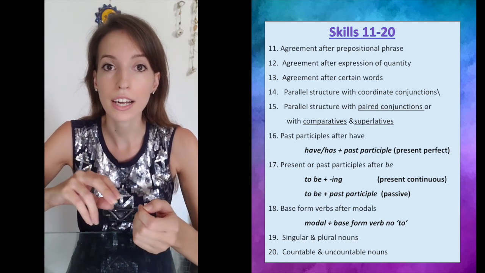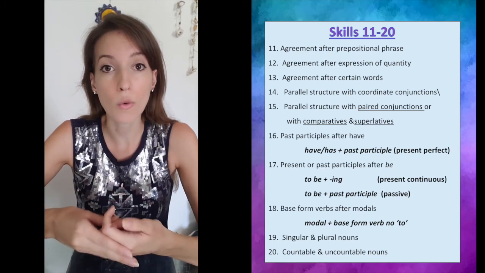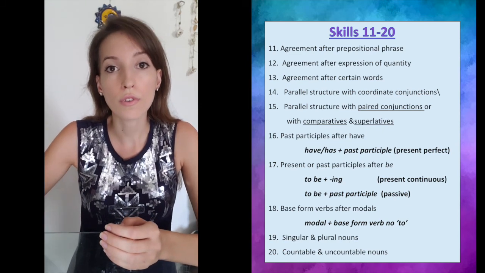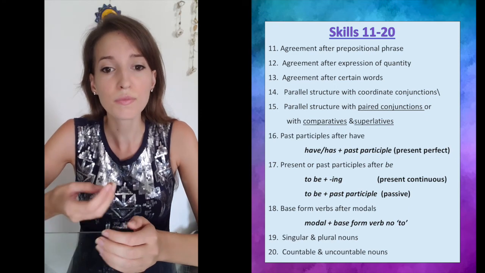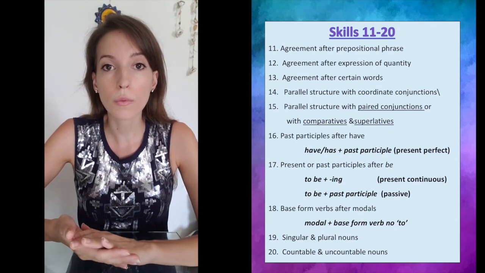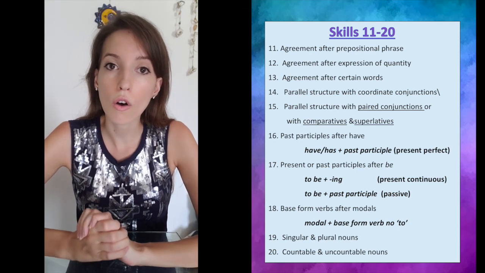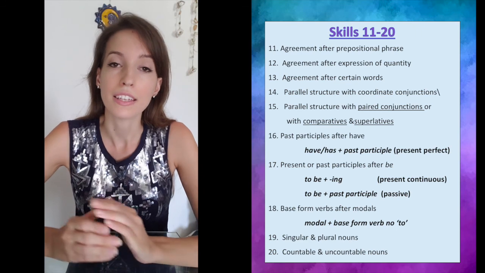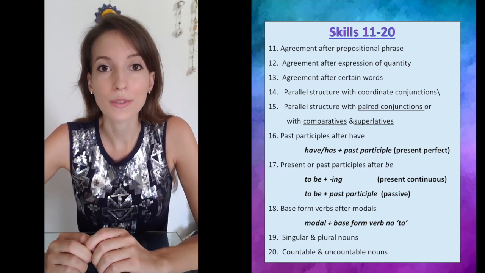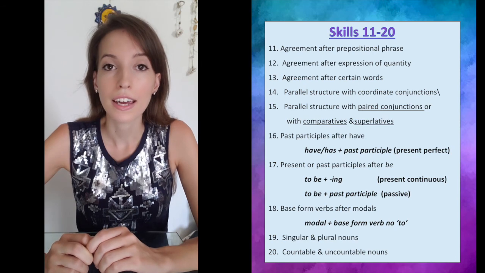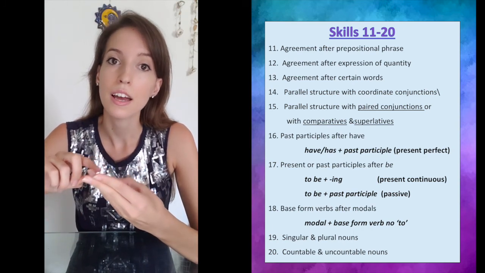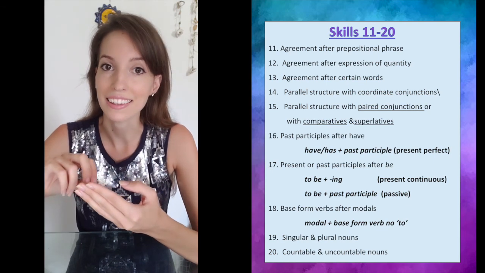Skill 12 is subject and verb agreement after expressions of quantity. When you have an expression of quantity and then of the and a noun, your verb needs to agree with that noun. Skill 13 is subject and verb agreement after certain words. Certain words are grammatically singular, and so they always need a singular verb. Skills 14 and 15 are about parallel structure. Parallel structure is when you use the same grammatical structure. And you need parallel structure for coordinate conjunctions, paired conjunctions, comparatives and superlatives, and in lists.